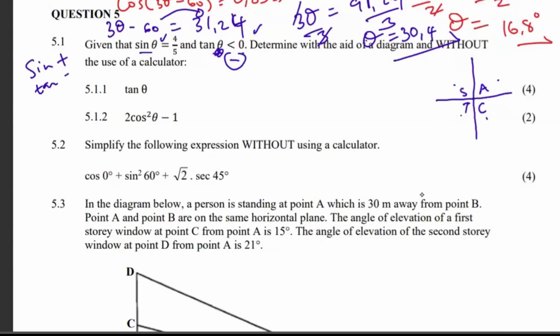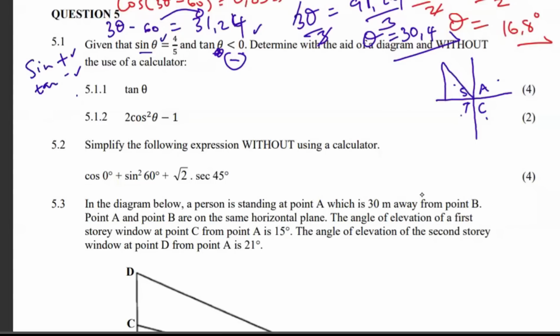The other way they can bring this is they give you a domain value to say 0 is less than theta is less than maybe 180, or 90, something of the sort. So we need to just combine the two and then see. The quadrant where sine is positive and the tan is negative is quadrant number 2. So then I have to draw my triangle in this quadrant.